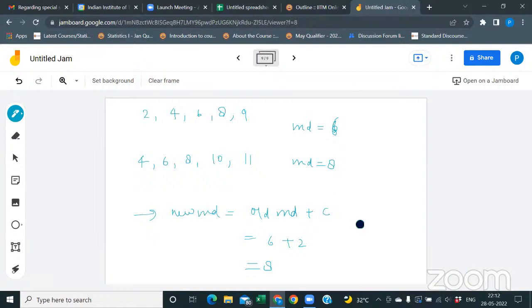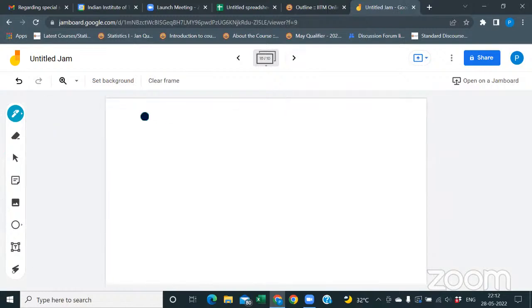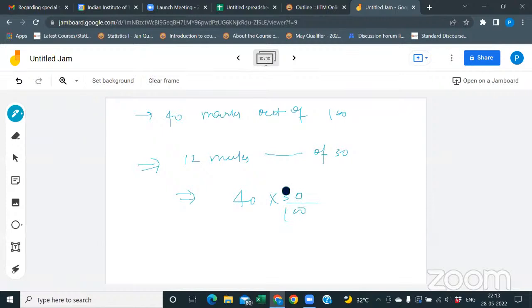But sir, it was written to convert to 30. Suppose you got 40 marks out of 100. Can I say you get 12 marks out of 30? How can you say that? That means 40 into 30 divided by 100. Yes, I understand, so we just have to convert the median. Yes, you have to convert the latest median. Thank you so much, sir.